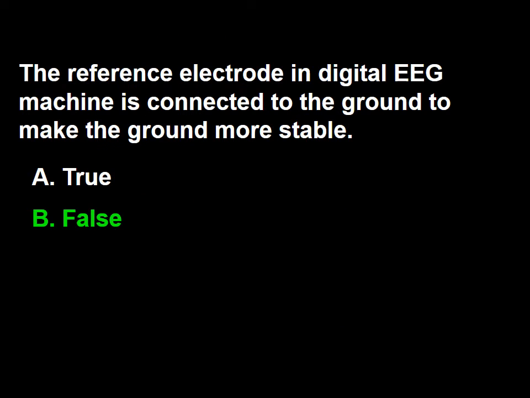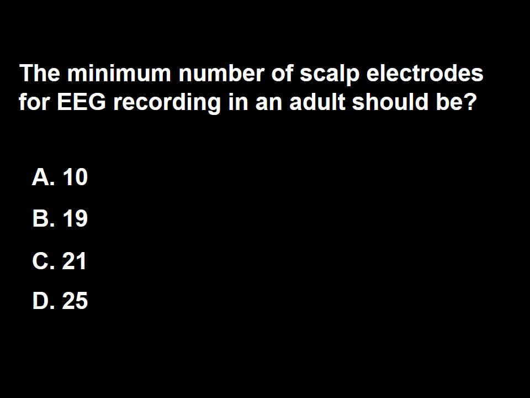So the answer is B. The reference electrode of the digital EEG machine is used to have a single common currency value that allows comparison between the different electrodes. The next question is, the minimum number of scalp electrodes for EEG recording in an adult should be A 10, B 19, C 21, D 25.